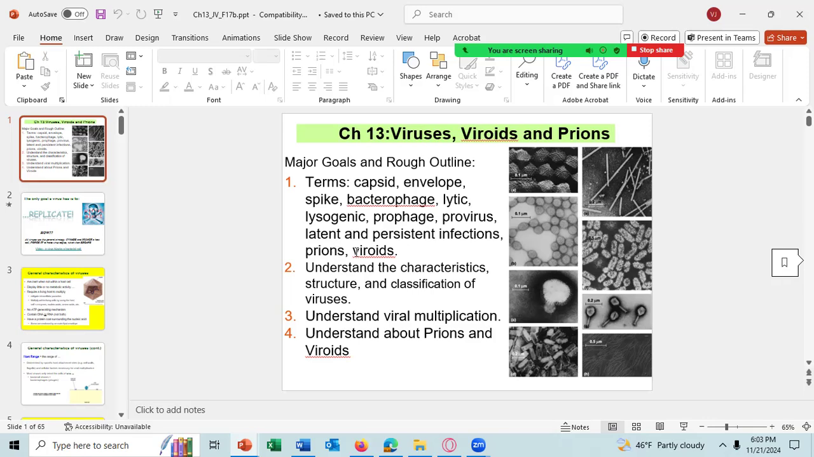You need to understand the characteristics, the structure, and the classification of viruses. And 3, understand about viral multiplication. Viruses only have certain ways that they multiply. We call these life cycles. And then 4, understand about prions and viroids. Any question about what we're going to cover?